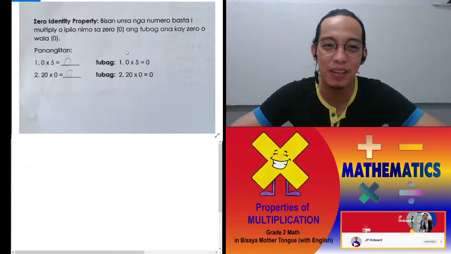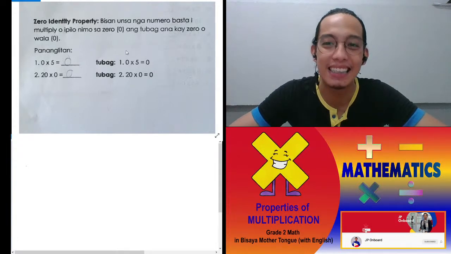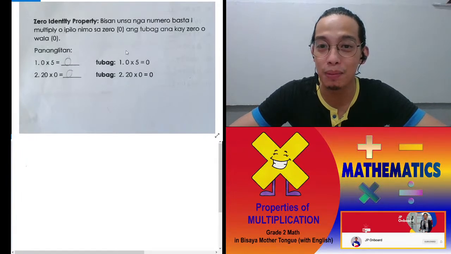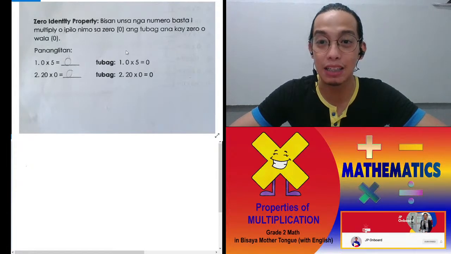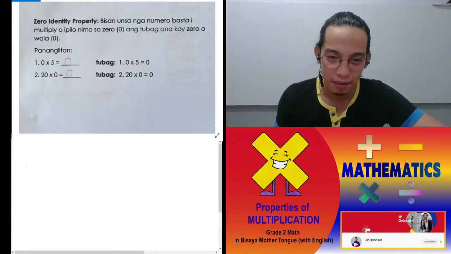Alright, again, sa example we have here, 0 times 5, ang answer is 0. I-multiply nimo og 0, ang answer is 0. Okay, 20 times 0, the answer is 0. That's the zero identity property of multiplication. Any number multiplied by 0 is 0. So kung sa number, multiplyan nimo og 0, 0 ang answer. Alright? Very easy, right?